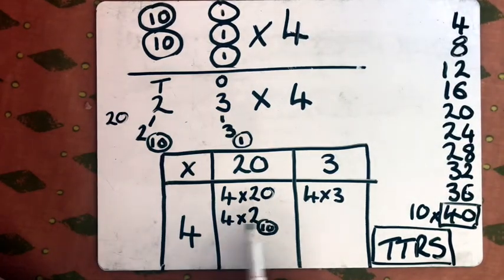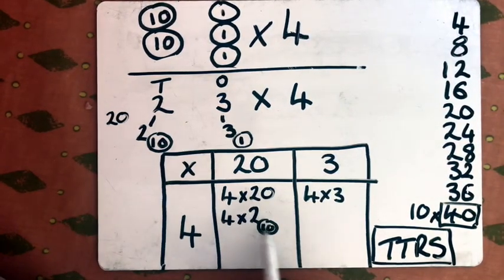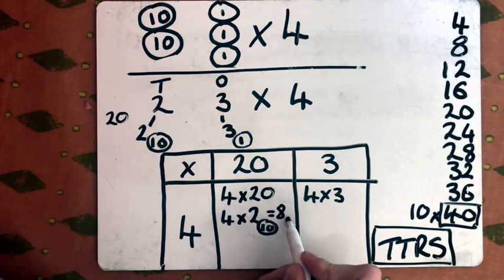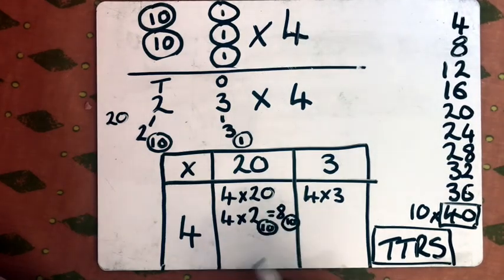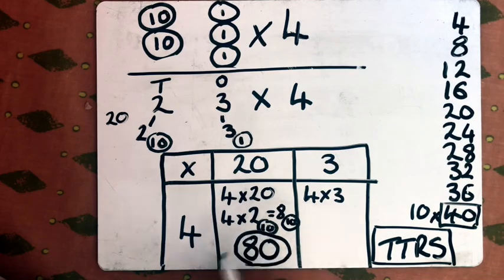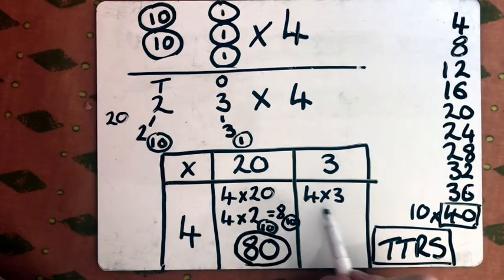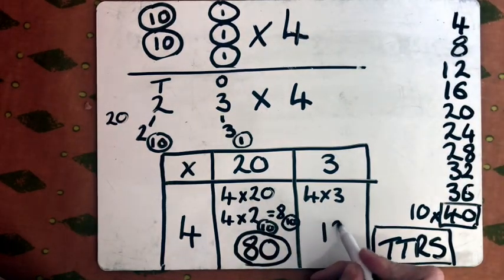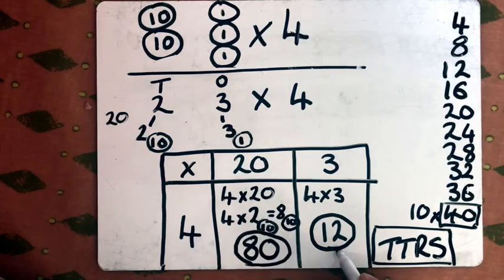So I've got 4 times 20, 4 times 2 tens. So 4 times 2 is 8. But again, it's 8 tens. I know, I'm quite good at my 8 times table now. I've been practicing it for a few years. As for you guys, we know that 8 tens is going to be 80. We place that 0 back on. Okay, we jump to the next column. 4 multiplied by 3, 4 times 3 is 12. And I've got 80 and 12.